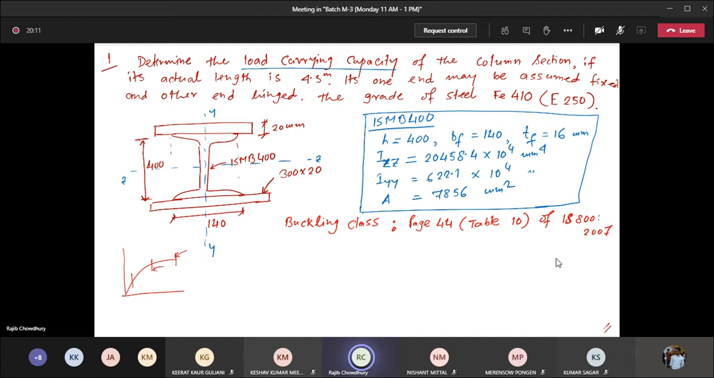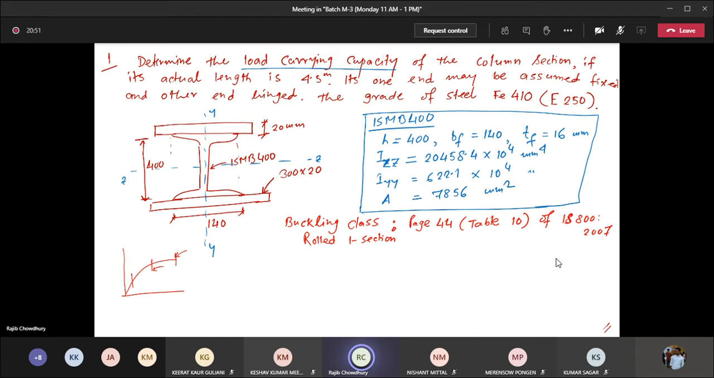Okay. So in page number 44 or Table 10, you will have a different class of cross section, which essentially falls under the buckling class. And there is a different buckling class. For example, if my section is the rolled I section, that means the ISMB, let's say ISMB 400 or ISMB 250, all the ISA section, ISMB section, ISHB section, this is one of the cross sections that falls under one of the buckling classes.